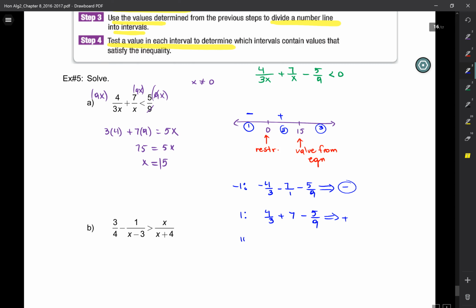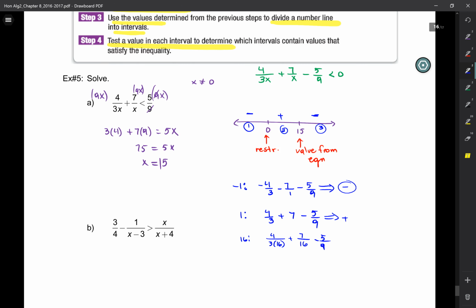Let's say 16. So basically it's going to be 4 over 3 times 16, I don't care what number that is, plus 7 over 16, minus 5 over 9. So what do you think? Is that going to be positive or negative? I'm thinking negative. You can always check on your calculator. So it's going to be negative.